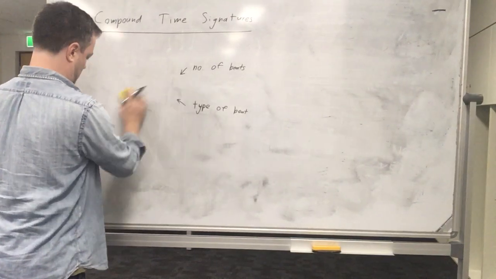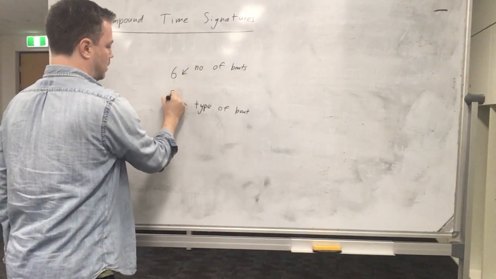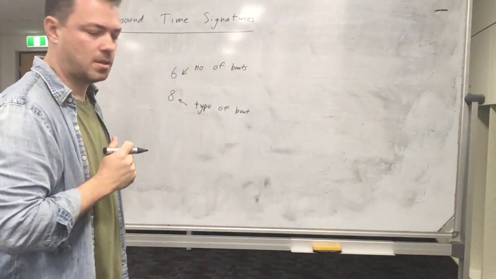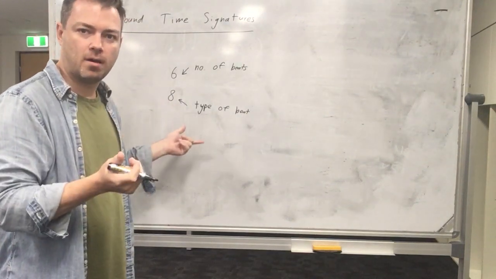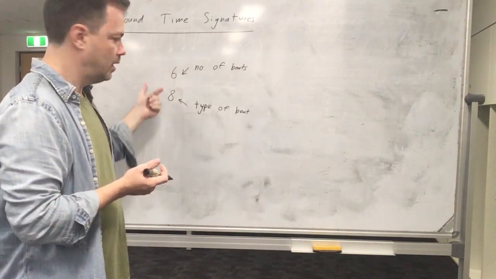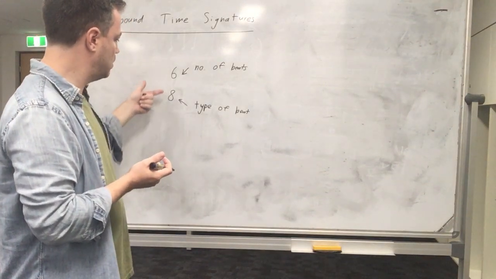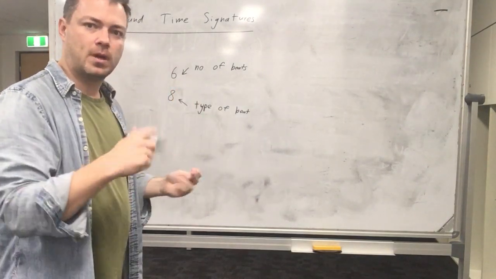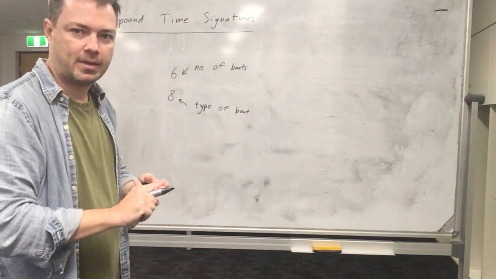So compound time signatures. An example of one is 6/8. In this particular example, we have 6 beats in the bar, and the type of beat is an 8th note, which is also a quaver. So this time signature of 6/8, which is a compound time signature, is 6 quaver beats per bar. We're going to be talking a lot about 6/8. The main ones we're going to concentrate on are 6/8, 9/8, and 12/8.